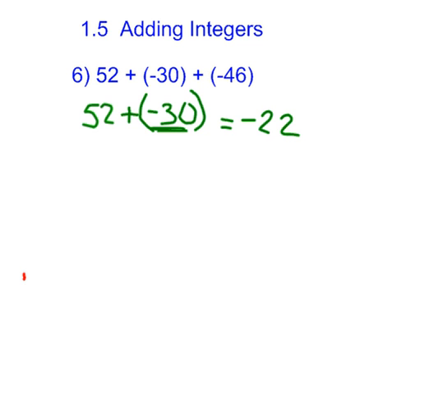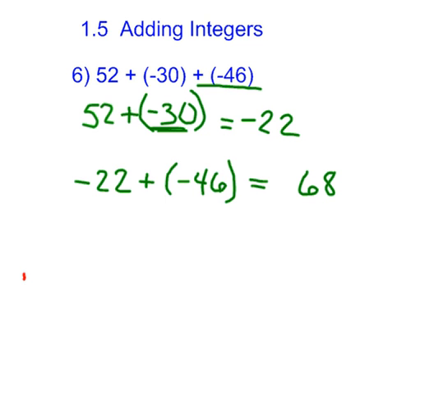Then we have to add in the last part that we skipped. So it's a negative 22 plus a negative 46. These would be both red cards. That means that we're going to add them together. That's going to give us 68. And since they were both red, the answer is going to be negative 68.